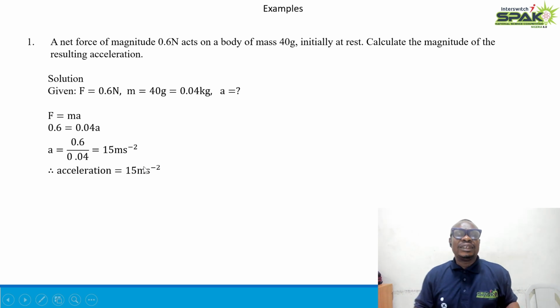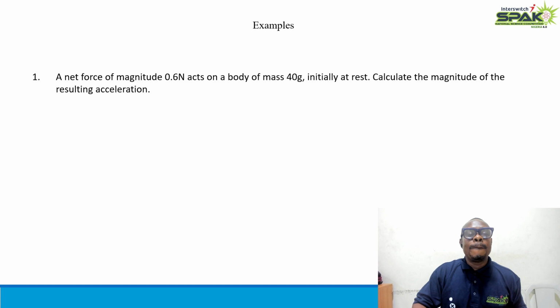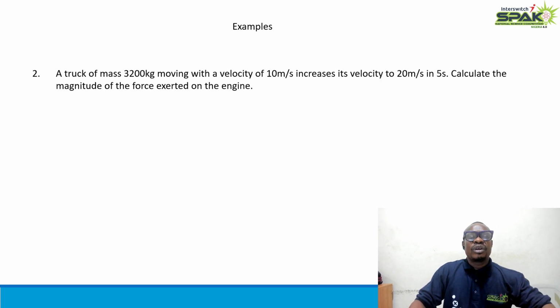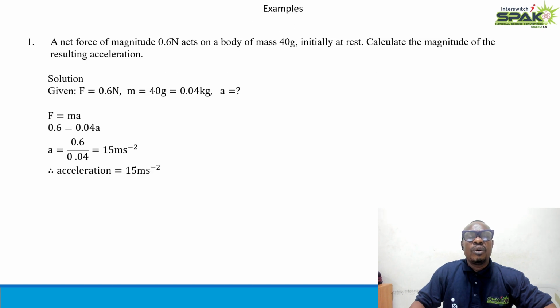So a quick example on this. A quick example on impulse, force, and change in momentum. The first question says a net force of magnitude 0.6 newton acts on a body of mass 40 gram initially at rest. Calculate the magnitude of the resulting acceleration. Okay, let's get our parameters quickly on this. All right, so let's see how the solution goes.